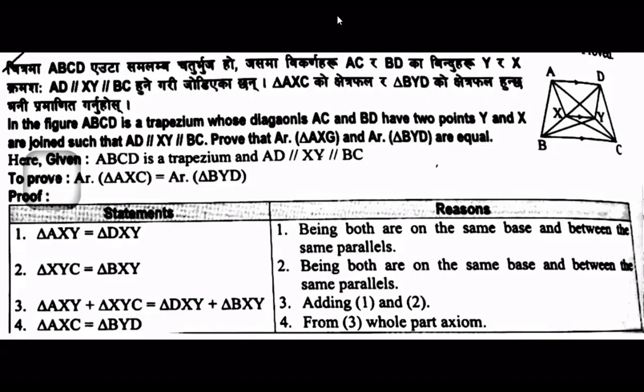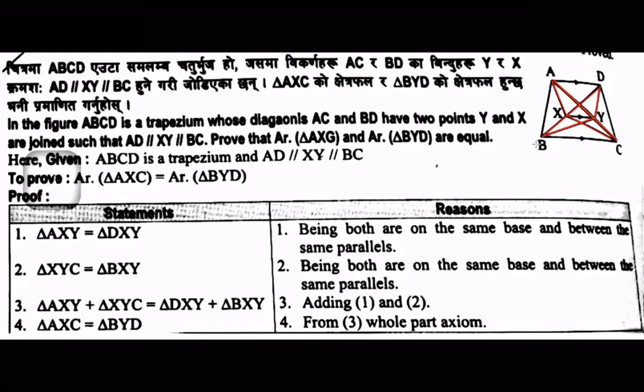So let me draw the figure. You need to prove that. With green color it is not seen properly, so I will highlight it in a bright color. Here, this triangle AXC and this triangle, you need to prove it. Very easily we can prove it.